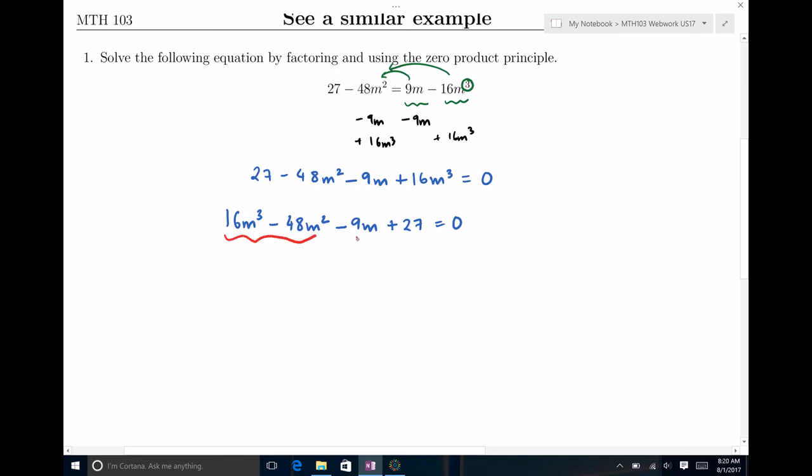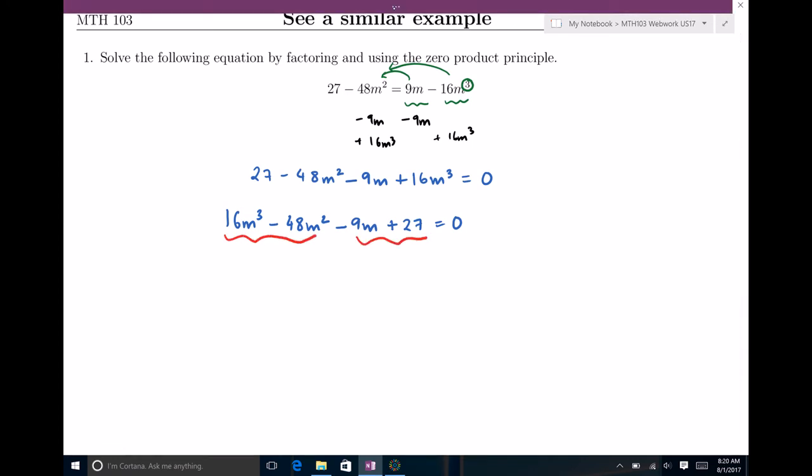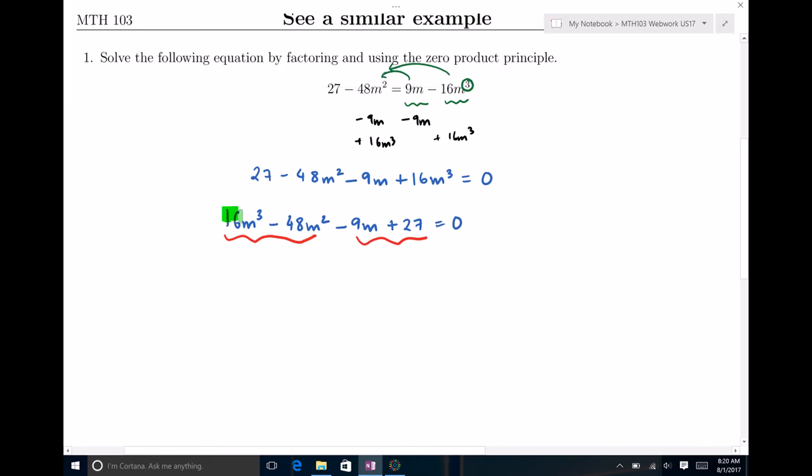So I'm going to group the first two terms together and the next two terms together, and then try and find the common factors. You'll see that in the first two terms, 16 and 48 have the number 16 in common, and m cubed and m squared have m squared in common. So we're going to have to factor that out. So I'm going to rewrite this as 16m squared. If I factor out 16m squared from 16m cubed, I'm just left with m. And if you factor out 16 from negative 48, you're left with negative 3. And since we factored out the m squared, that's all we have.